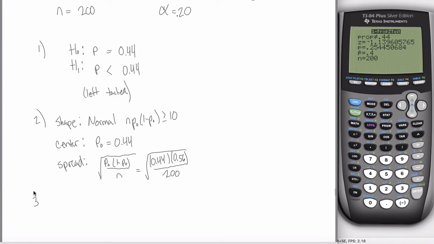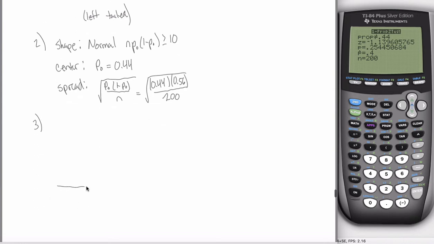Third step, where you're drawing your picture. When you're drawing your picture, you sketch something that's approximately normal because you just said above that the shape is approximately normal. And then you put the center and the spread. And you're like, all right, I put 0.44 right here.